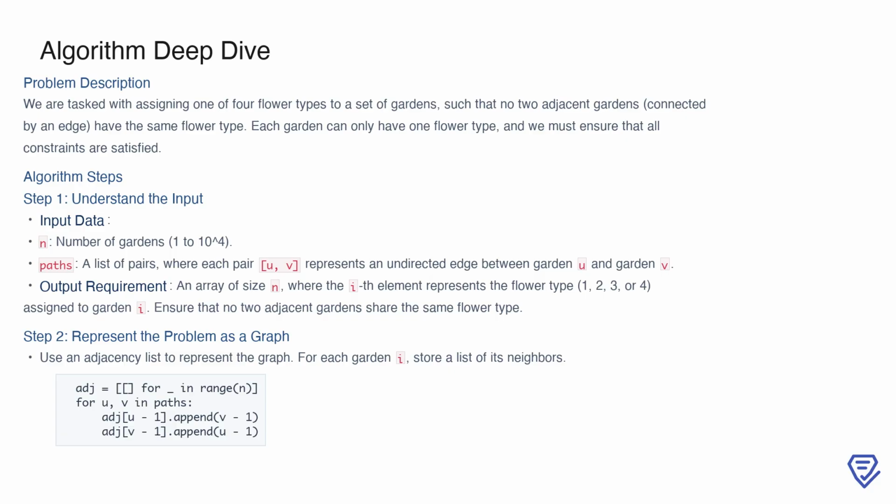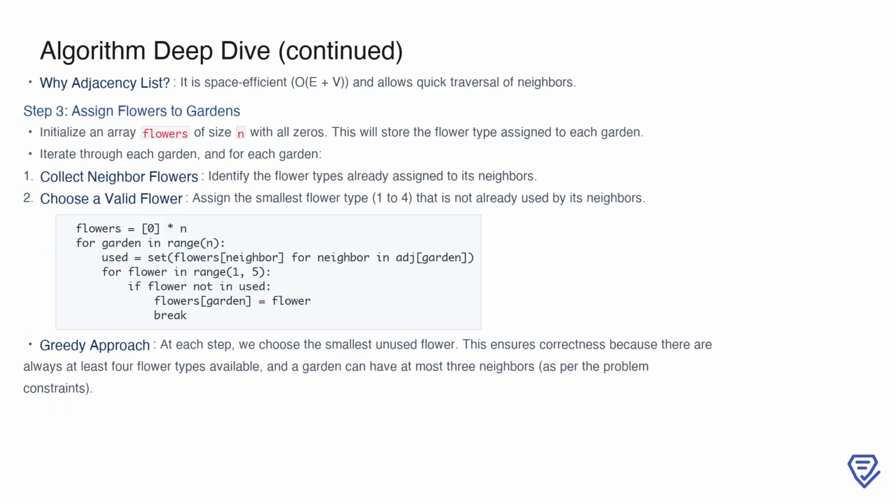The first step in our approach is to represent the problem as a graph. We use an adjacency list structure to store the connections between gardens. For each garden, we maintain a list of its neighboring gardens. This representation allows us to easily traverse the graph and check the relationships between gardens, which is critical for meeting the constraints of the problem. The adjacency list is particularly useful here because it's space efficient and allows us to quickly access the neighbors of any garden.